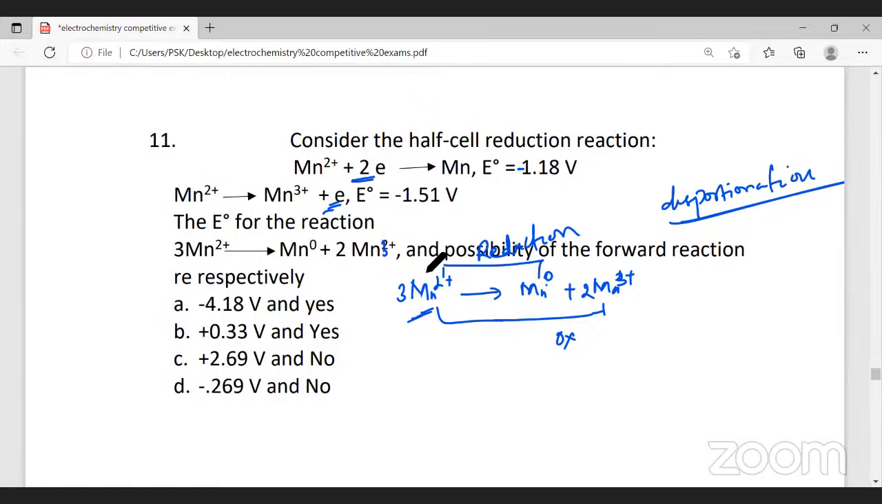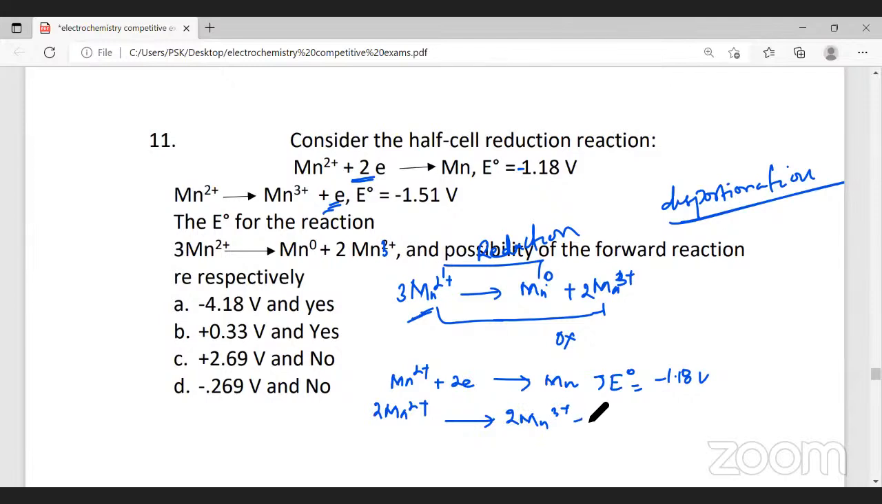Now the question is, they're asking the E0 value for the overall reaction, and the possibility for the forward reaction. What is the first reaction they've given? The first reaction is Mn2+ plus 2 electrons giving you Mn, and E0 value they've given as -1.18 volt. The second reaction is 2Mn2+ giving you 2Mn3+ plus 2 electrons. And E0 value here is -1.51.